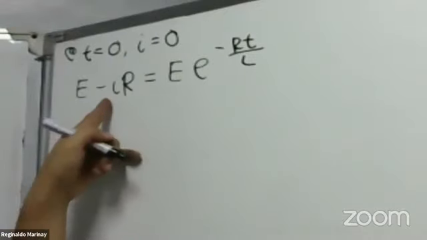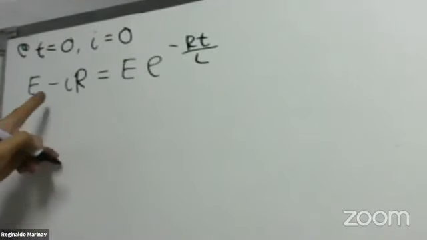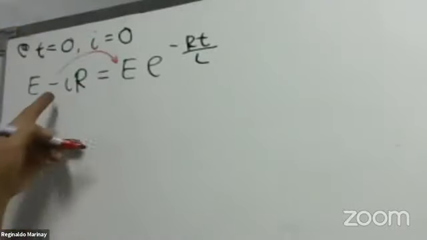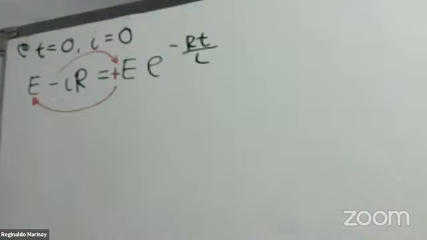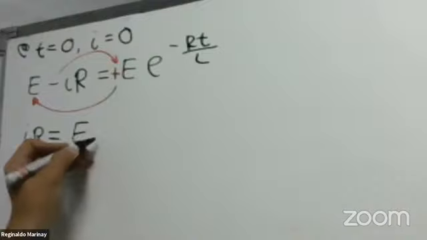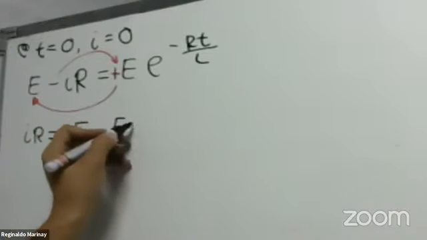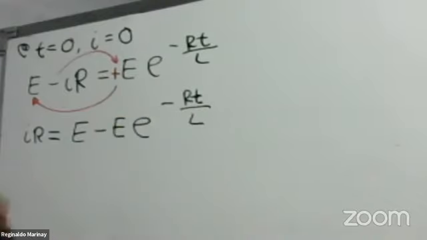So, let us get the equation for I. We have here our I. Let us transpose this so that this negative will become positive, and this positive will become negative in here. So, we have here our IR. That is equal to E minus E times E raised to negative Rt over L.